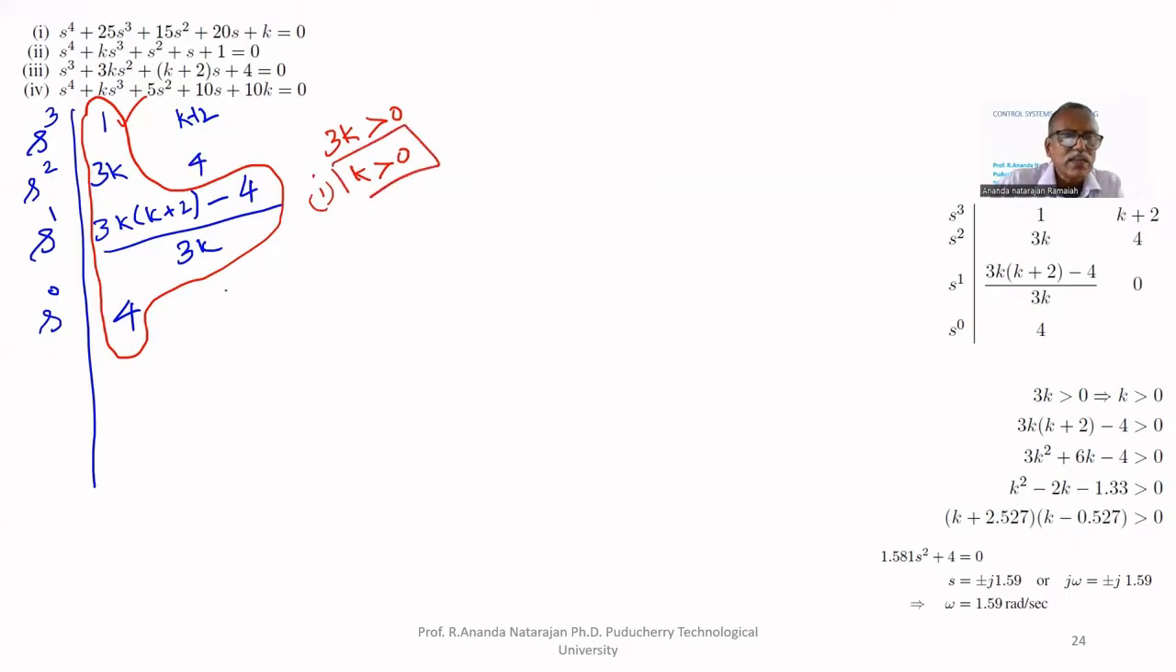The second condition we can get from here. 3K square plus 6K minus 4 should be greater than 0. Or we can say that K square plus 2K minus 4 by 3, 1.33, is greater than 0.